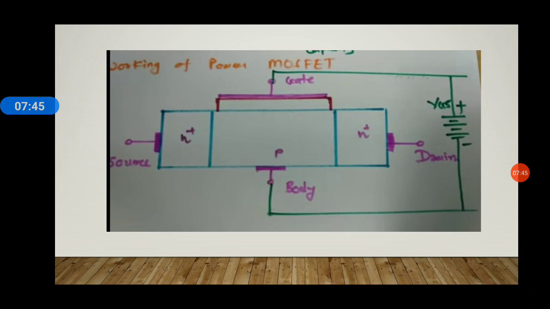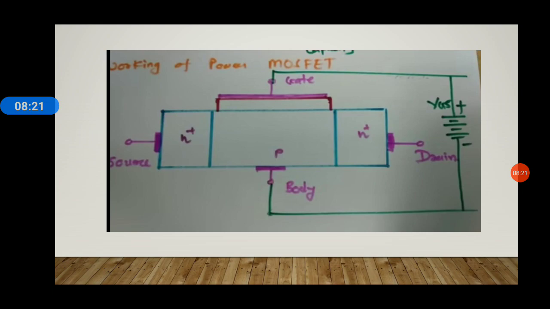This slide tells about the working principle of a power MOSFET. Here we have taken the simplistic diagram of the power MOSFET, wherein the gate and the body are connected with a battery which has a positive terminal connected to the gate.